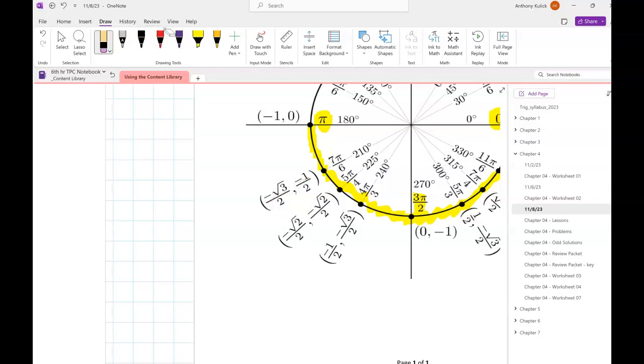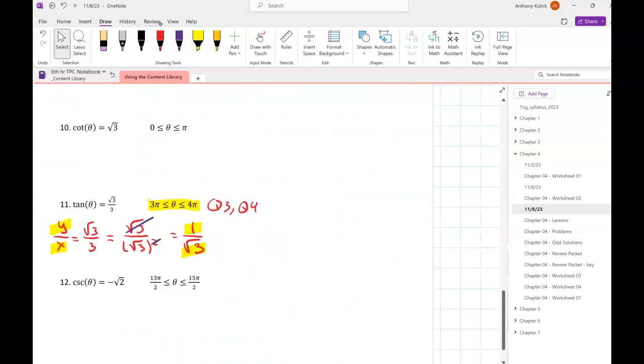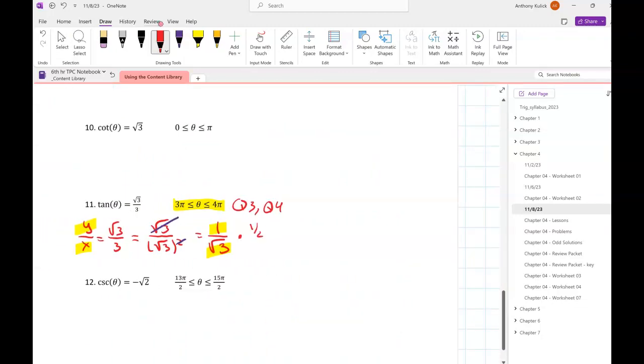So what I can do is go back here, and I'm just going to multiply the top and bottom by 1/2. That's going to turn the 1 into 1/2 and the root 3 into root 3 over 2. And now those are coordinates on my unit circle. So I can say, okay, well, x should be root 3 over 2, and y should be 1/2.